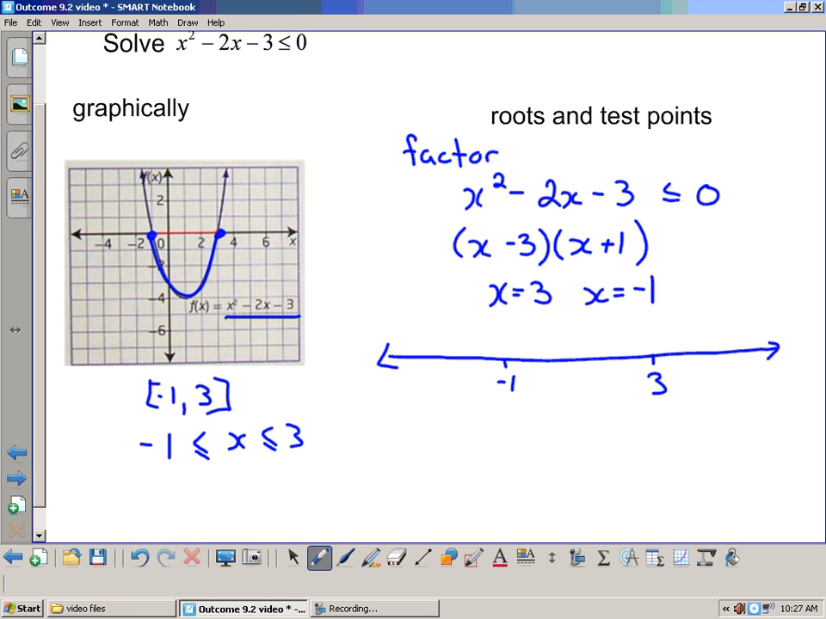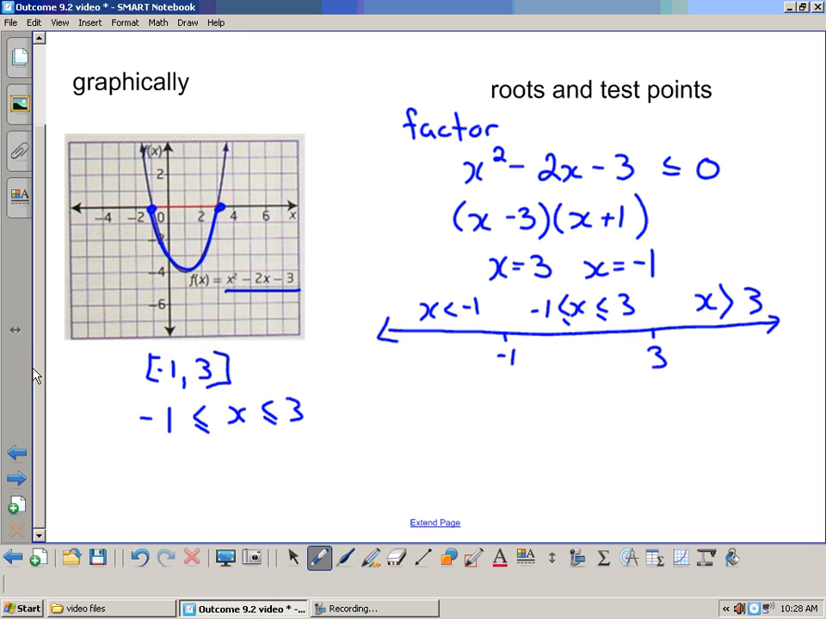This breaks the possibilities for x into three sections: one where x is less than -1, one where it's between -1 and +3, and one where x is greater than 3. Our interval in the middle is less than or equal to, greater than or equal to, because our inequality includes 0. So at a value of -1, our function is 0. At a value of +3, our function would be 0. We now want to test points that fall in each of those intervals.